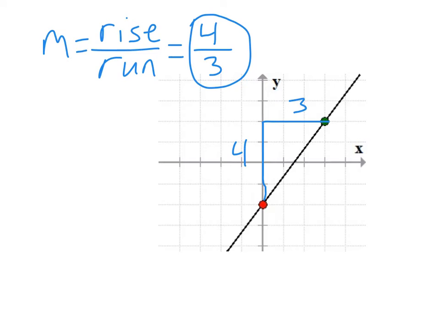Make sure to reduce any fractions you have, but in this case this one can't reduce at all, so this would be your answer. But if you do have one that can reduce, make sure to reduce it down as much as you can.